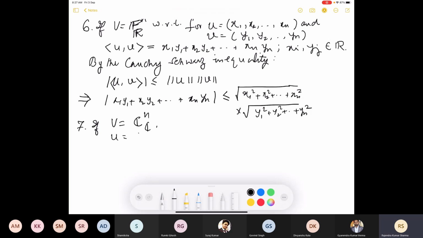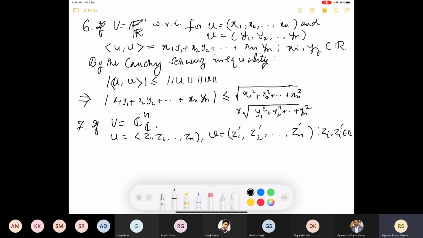So if U is, say, Z1, Z2, and let's say Zn, and V is Z1 prime, Z2 prime, up to Zn prime. So what we know is that Zi and Zi prime are complex numbers.